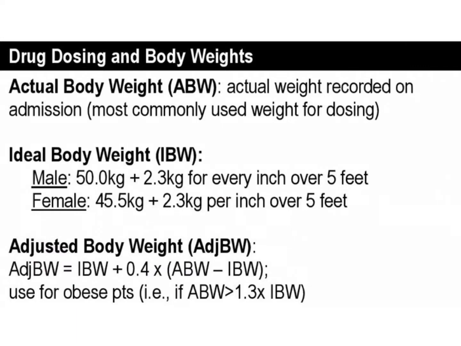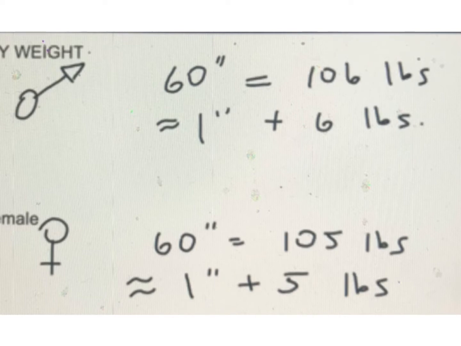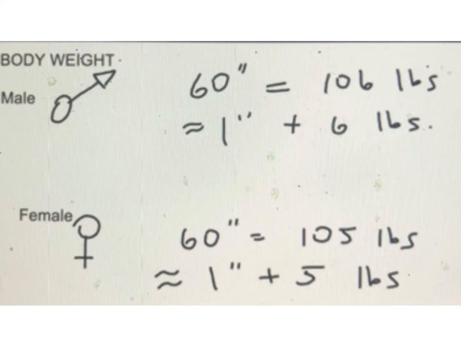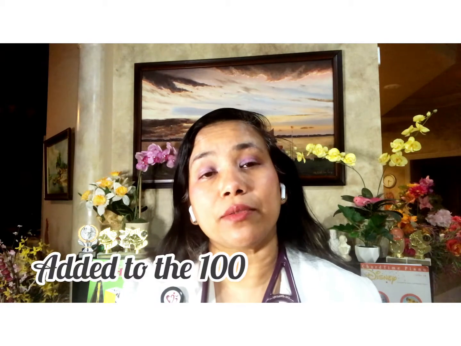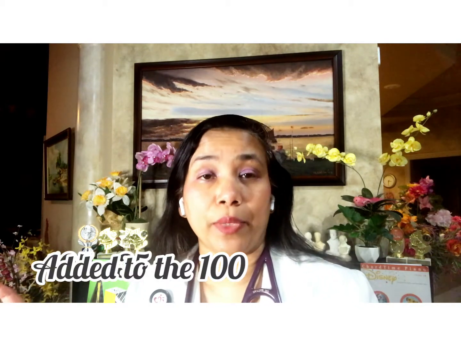For females, it's a little bit different. For 5 feet, it is 105, and then you add 5 for each inch. So if they are 5 feet 7, it's 35 plus the 105, so it's 140. So that's how you calculate the ideal body weight.